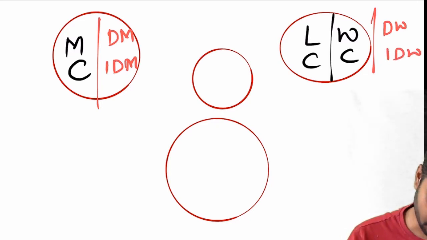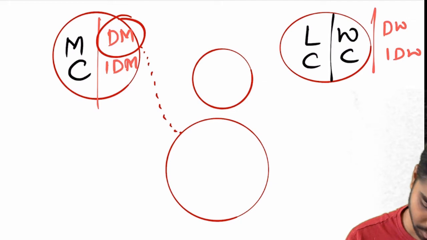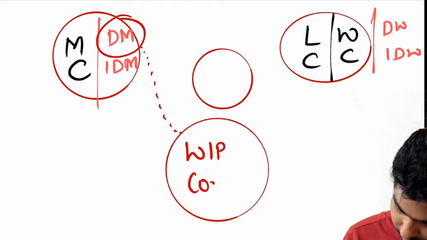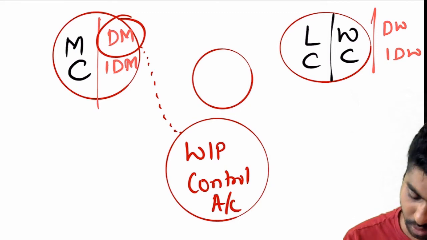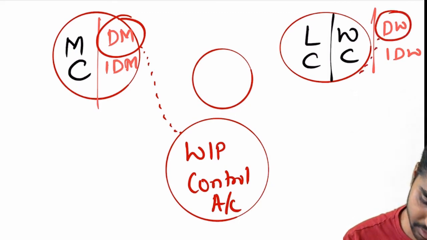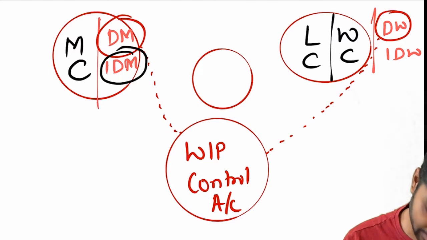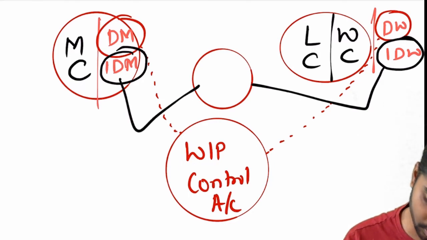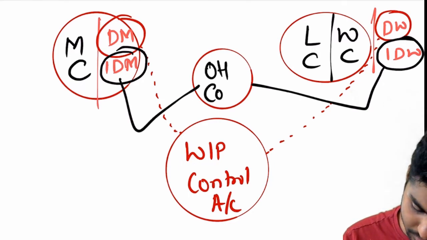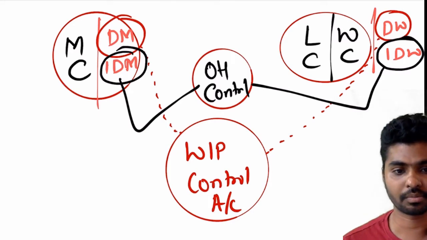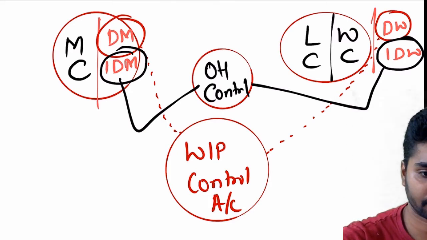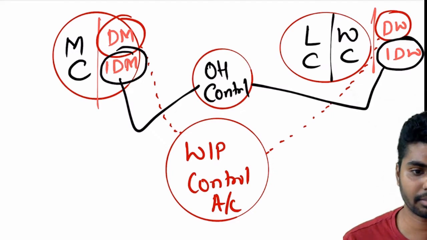Now my direct material will move to the work in progress control account. My direct wages will move to the work in progress control account. My indirect material and indirect wages are going to be moving into the overheads control account, right? Till here, is it fine?